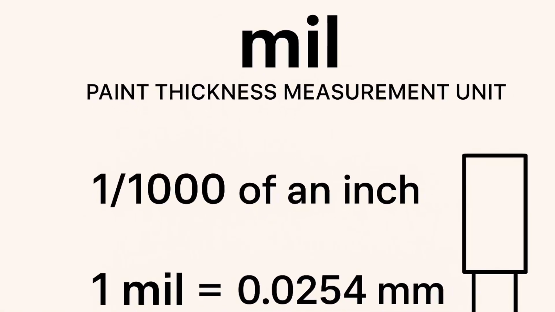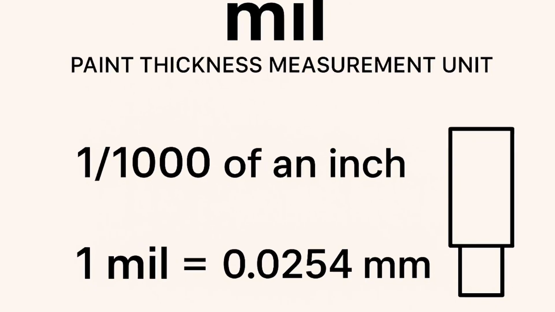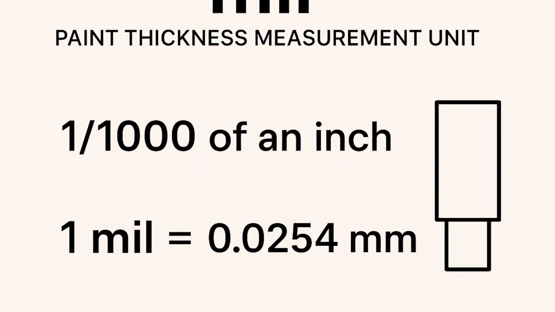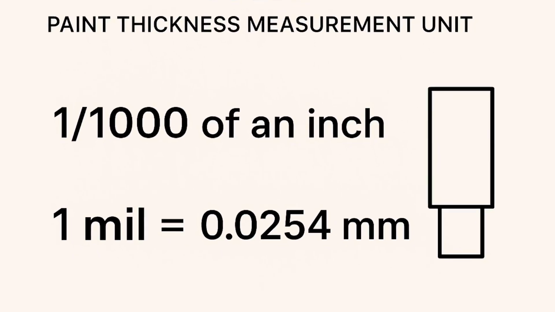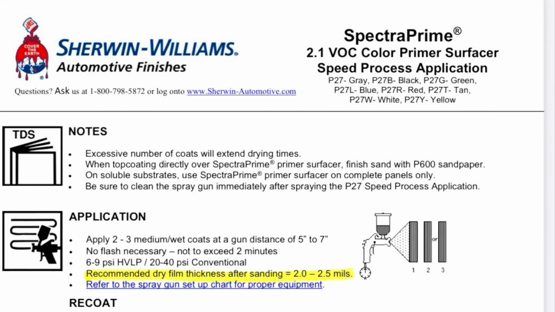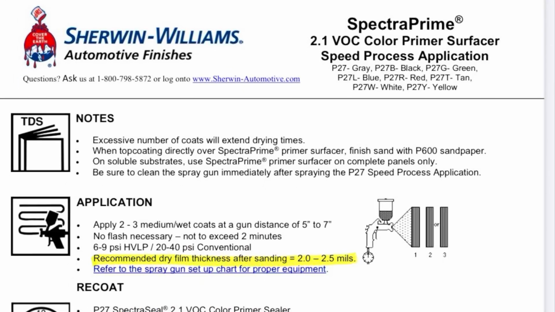Paint and primer coatings are measured in mils, which are 1/1000th of an inch thick, and that's equivalent to 0.0254 millimeters. We need to refer to the technical data sheet for whichever product you're applying to determine how thick the product needs to be applied. Typically, these are referred to as dry film thickness.